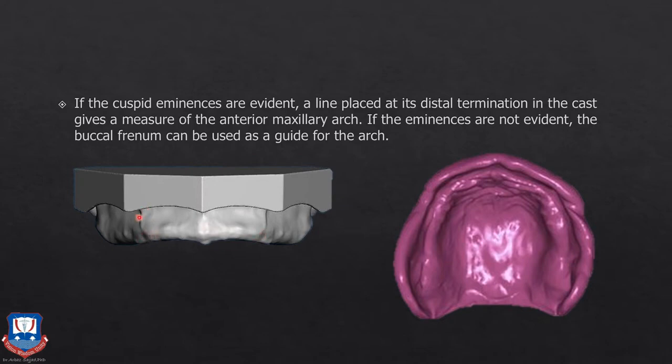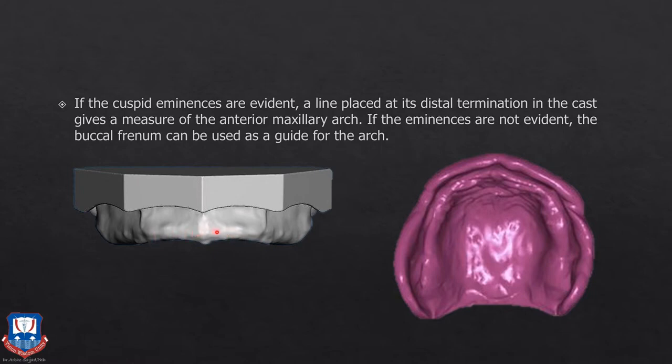Okay, so next thing is if the edentulous patient has prominence in the buccal bone in the canine region, that is, if you can mark out the canine prominence in the patient like over here, then we can measure the distance between the intercuspid prominence and we can select the width of the anterior tooth mold that we need.